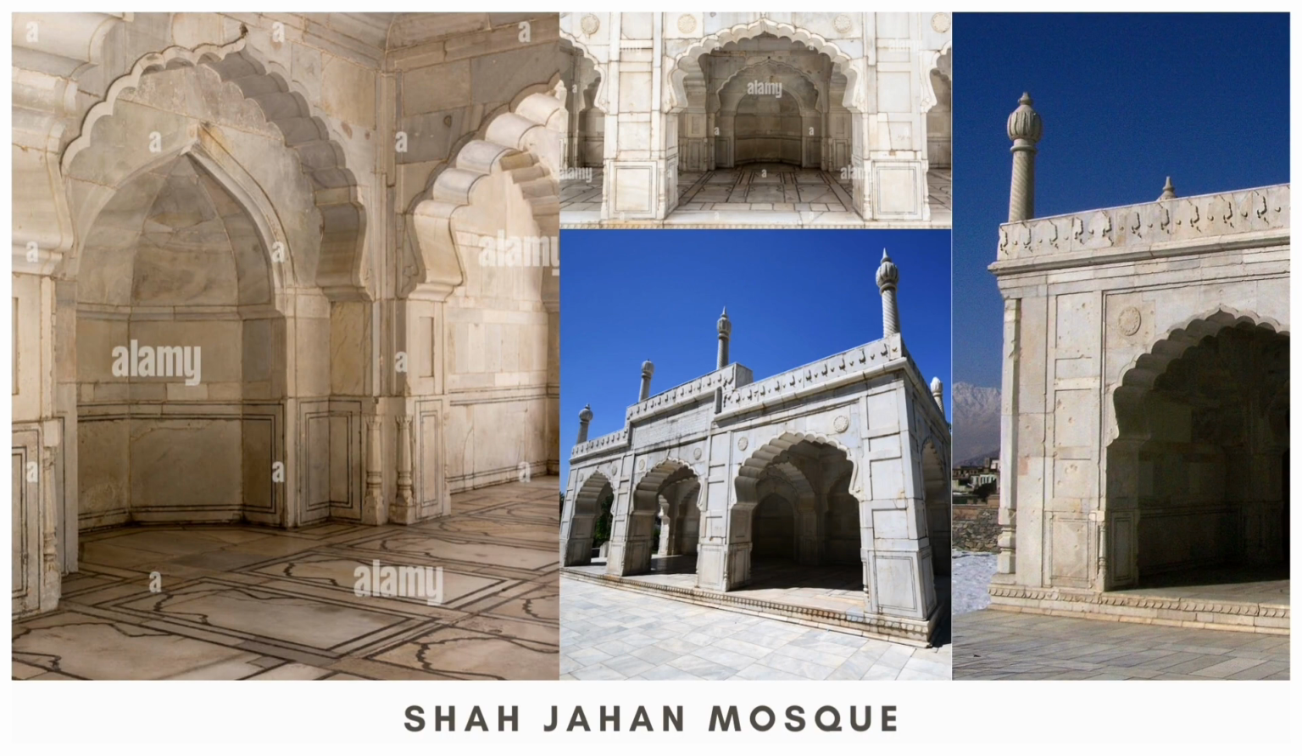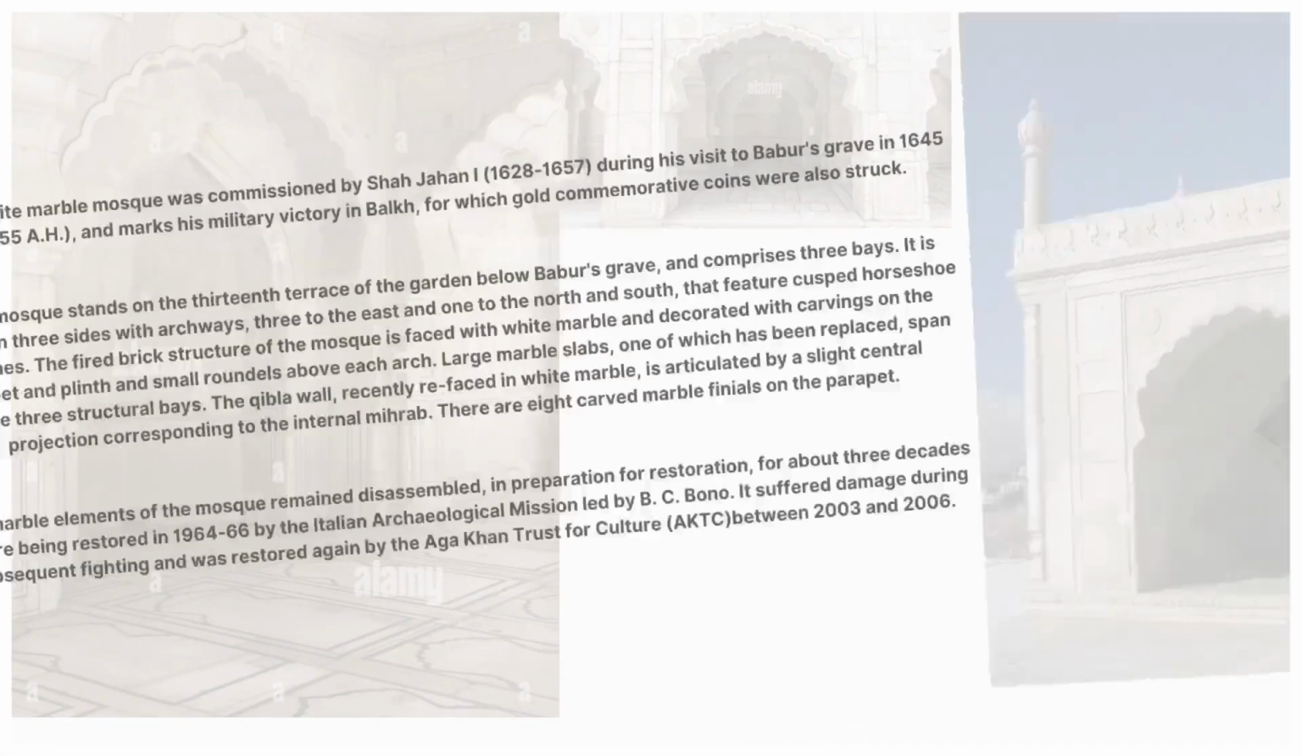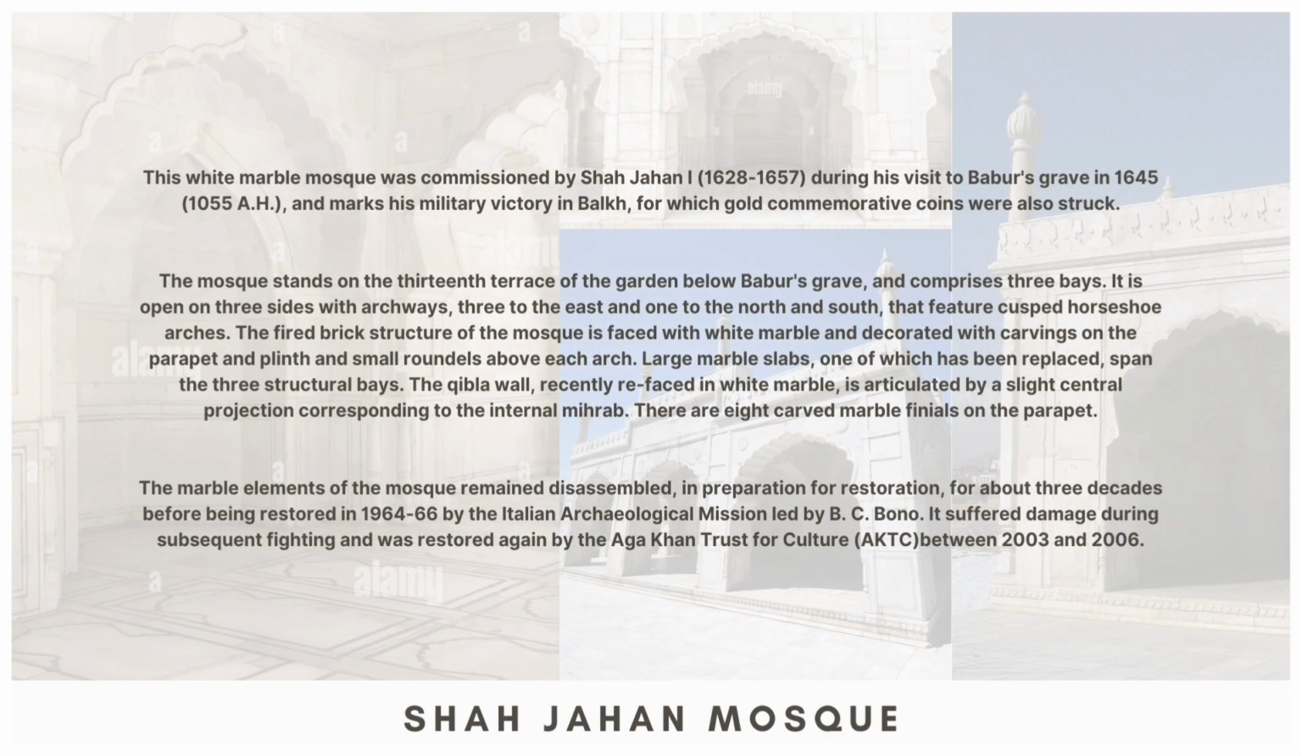Next, Shah Jahan Mosque. This white marble mosque was commissioned by Shah Jahan during his visit to Babur's grave in 1645 and marks his military victory in Balkh, for which gold commemorative coins were also struck. The mosque stands on the 13th terrace of the garden below Babur's grave and comprises 3 bays.